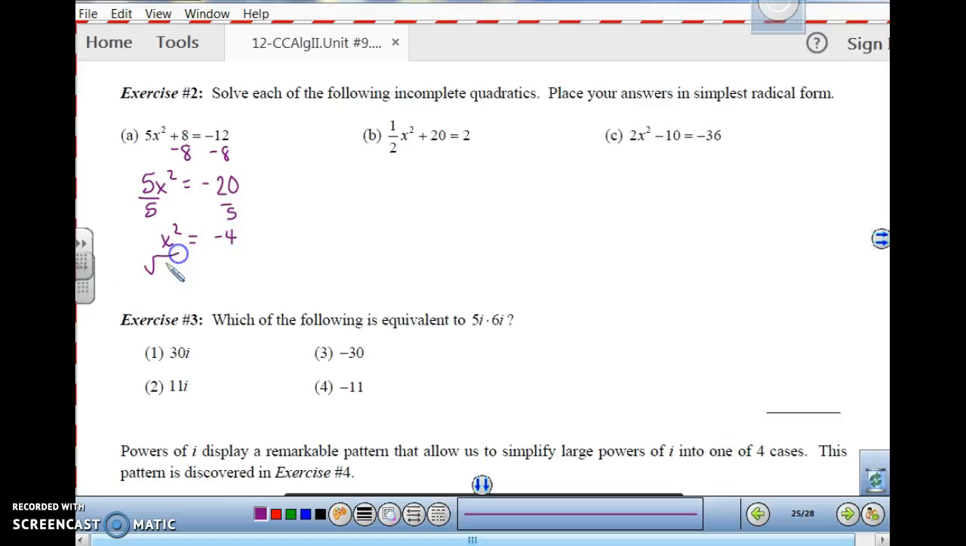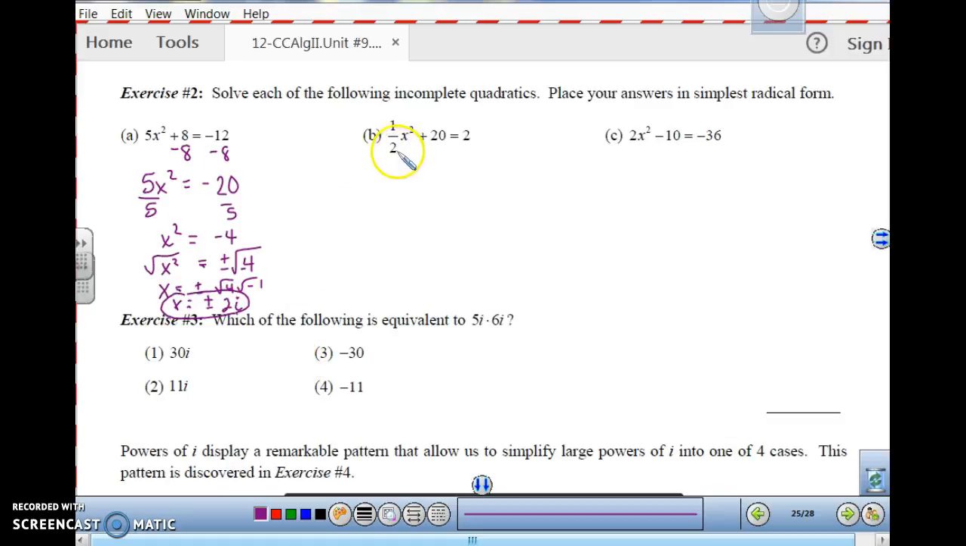Alright, take the square root of both sides. Remember, when you take the square root of both sides, there's actually two answers. There's plus and minus the square root of negative 4. Okay, so x is equal to plus or minus, well, negative 4 is actually 4 times negative 1, so this is going to be plus or minus 2i. So x is equal to 2i, or x is equal to negative 2i.